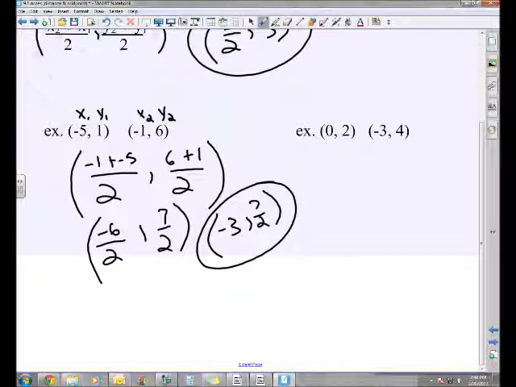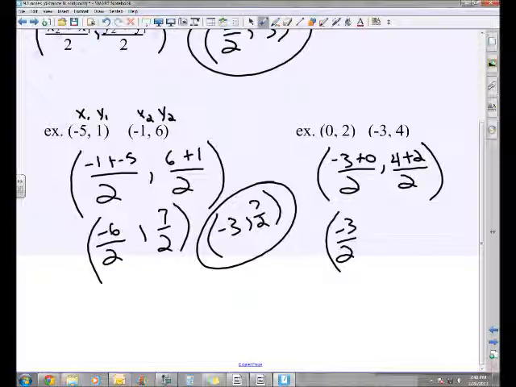Let's do this. Negative 3 plus 0 all over 2. And on the right side, we'll have 4 plus 2 all over 2. Simplifying, we get a negative 3 over 2. We'll leave it in an improper fraction. And over here, 6 over 2, we're going to have 3. There's our answer. All right, that's distance formula and midpoint.